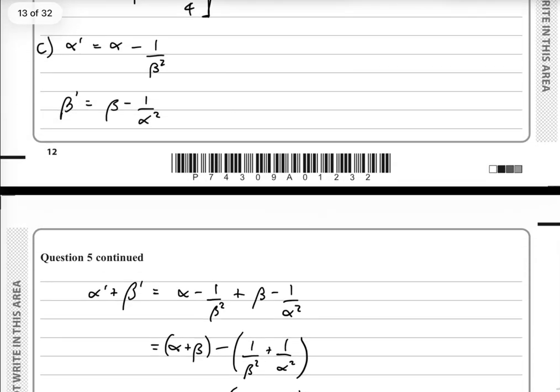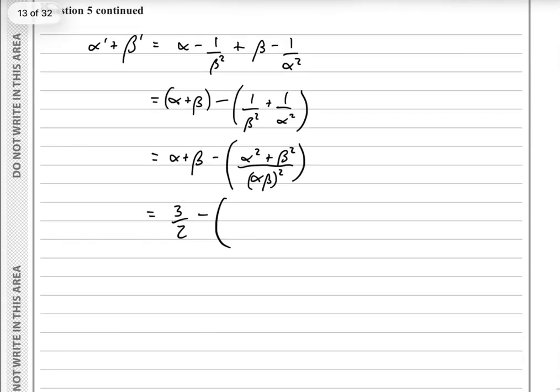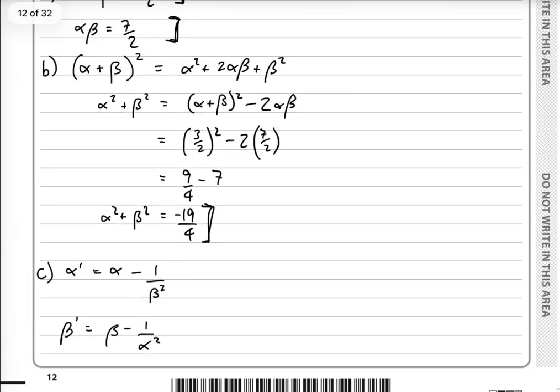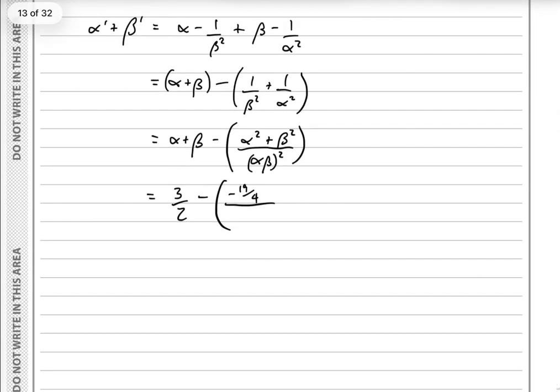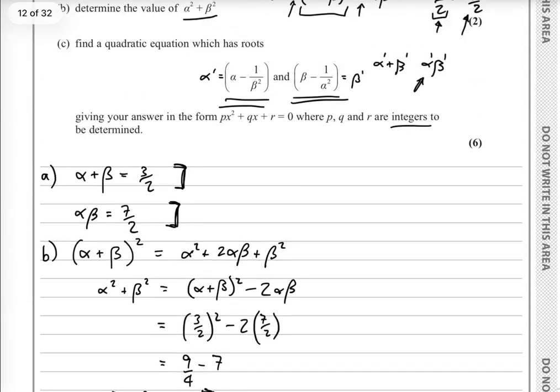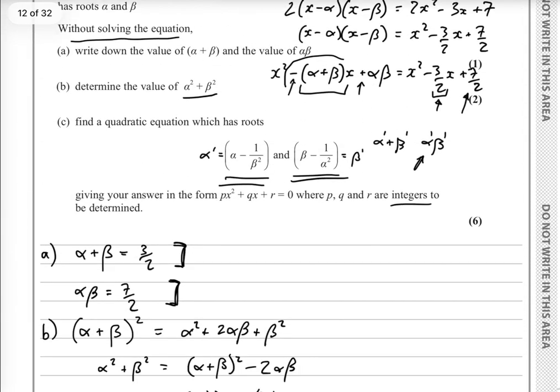Minus alpha squared plus beta squared is minus 19 over 4, divided by alpha beta, which is 7 over 2, squared. And if I put all of that on my calculator, we get 185 over 98. So that's our middle term here. The negative version of that will go there.